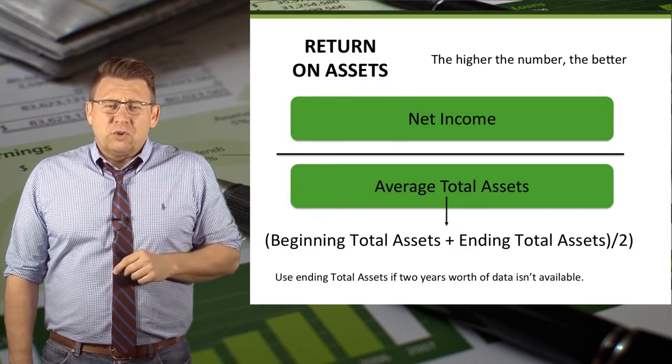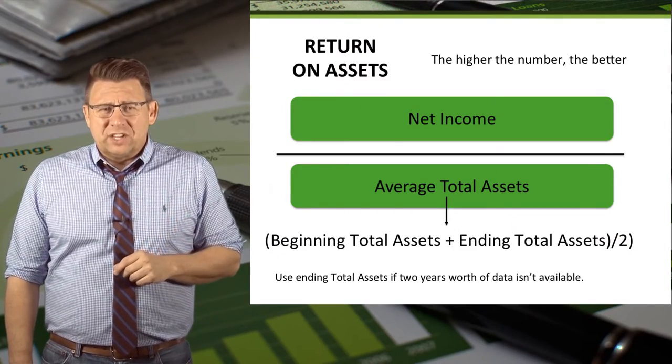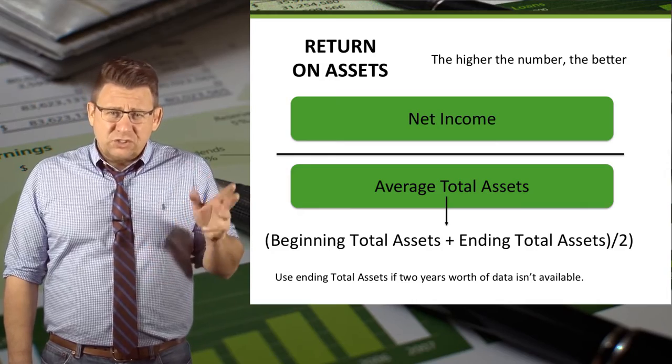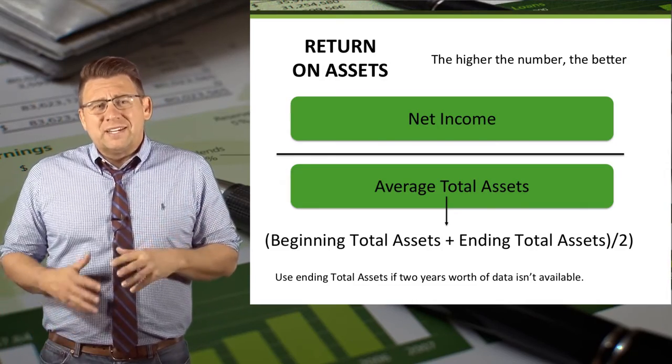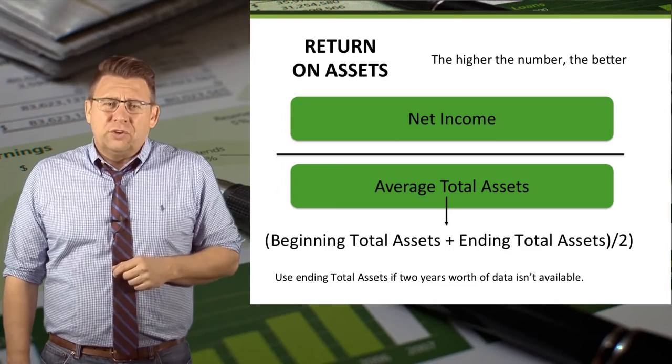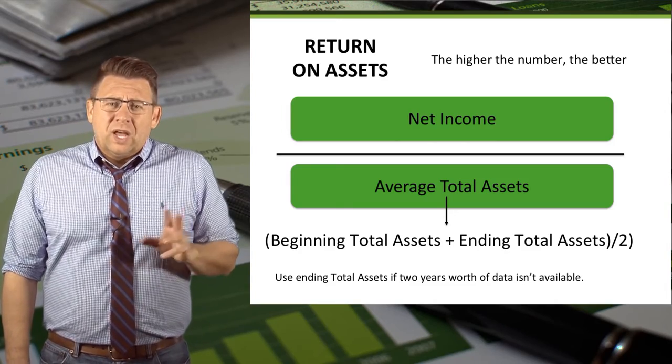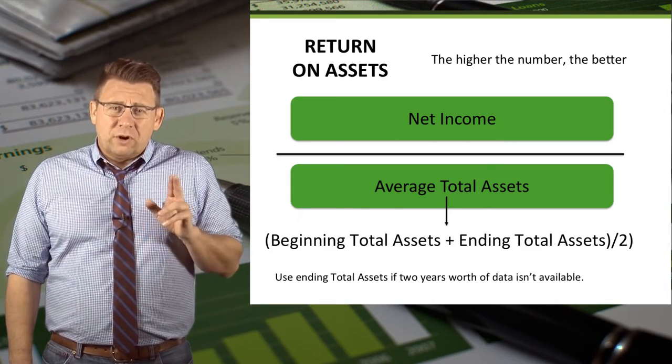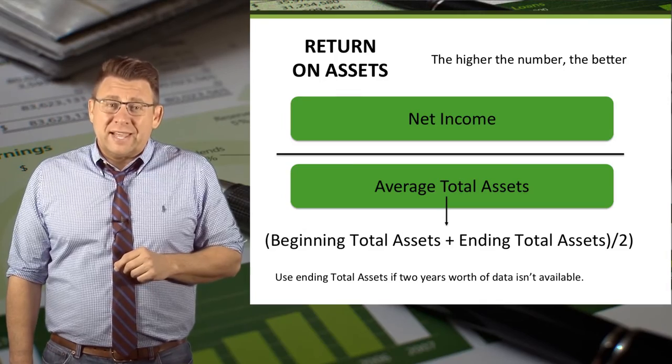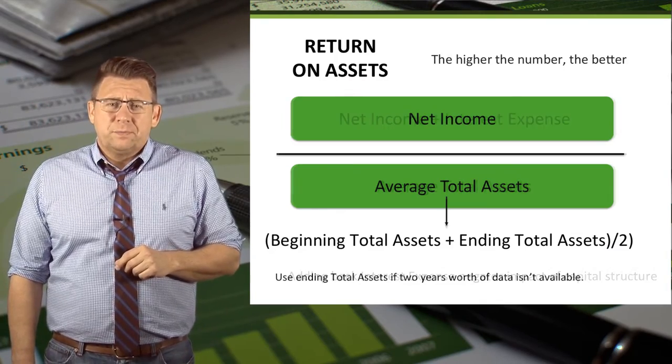Sometimes you might see a question where only ending total assets are given. In that case, just use that number, but realize that in the real world, we're able to find 2 years worth of data. Again, the higher the result, the more efficiently a company is using assets to generate earnings.